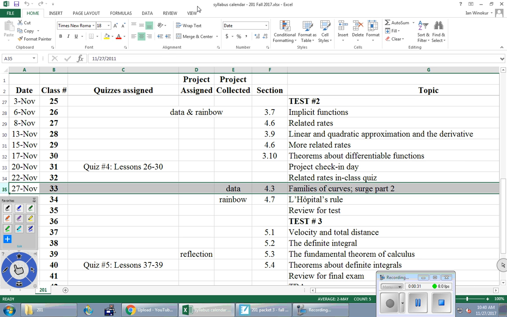Coming up on Wednesday, the Rainbow Project will be due. Friday is our review for test number 3, which is happening Monday. One week from today is our third test, and that test is going to be on everything since test number 2. So today is the last day of new material. Two days more of new material for the test. Today is families of curves, and then Wednesday is L'Hopital's rule. Any questions on that calendar?